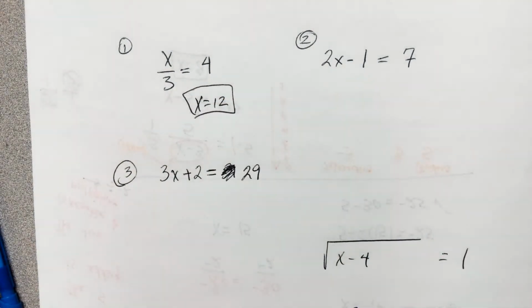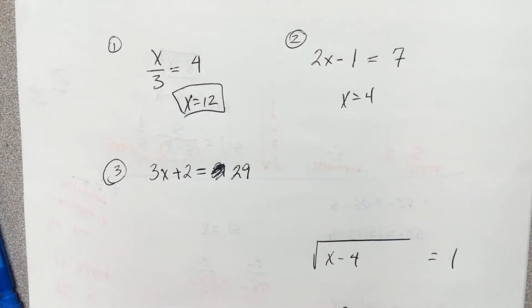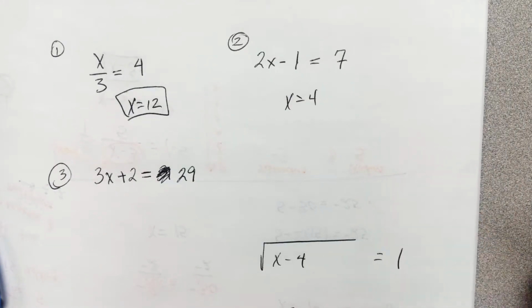How many of you guys got the first one right? 12. Yeah? Multiply both sides by 3 and it just reduces, right? Okay. The next one, x equals 4. Is that good? Yeah? Yolanda? No? Should we go over it? Yes. Okay. So check it out.